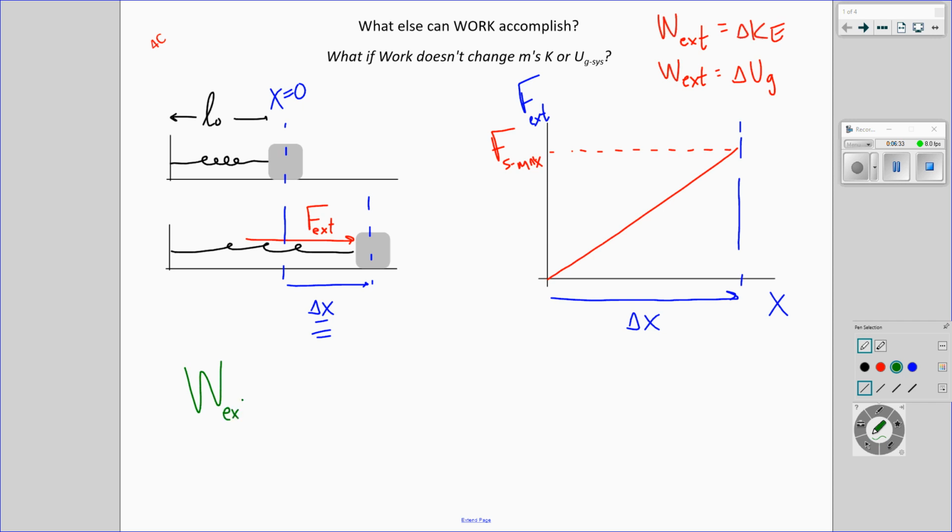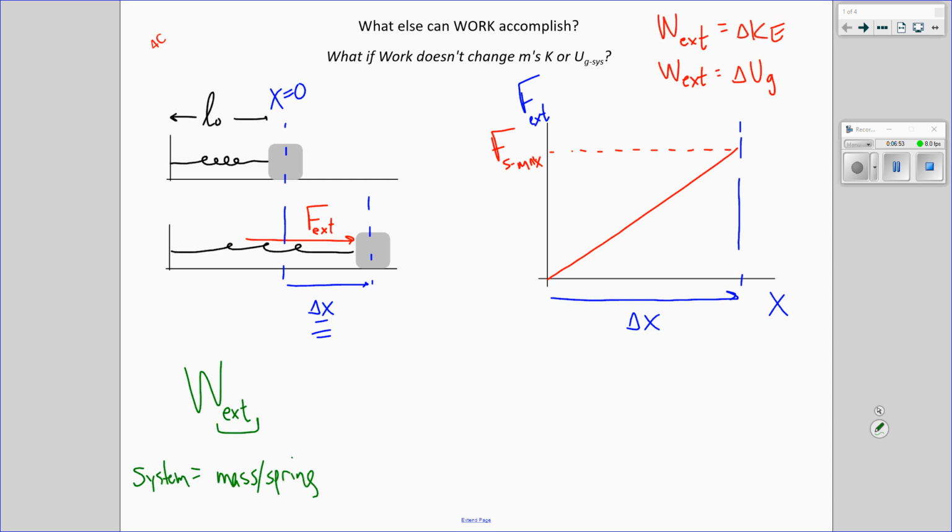I want to call it Jim, but I'll call it external. There's work done by an external force that's not part of our system. What does external mean? Well, we're talking about the system here equals the mass and spring.